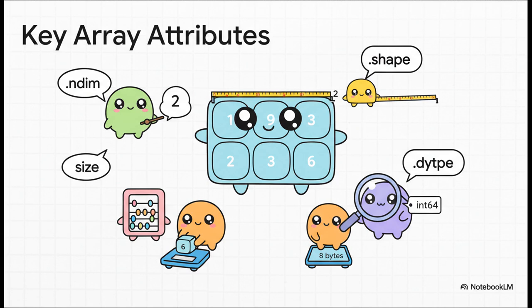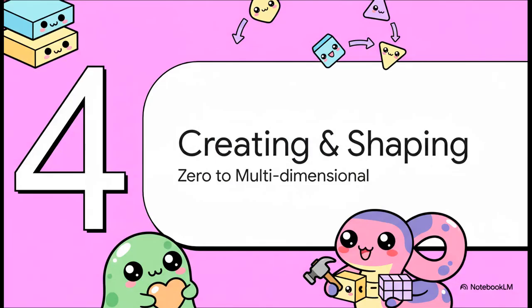Then you've got .size. That's just the total number of elements in the whole thing. Here, it's 6, which is just 2 times 3. The .dtype tells you what kind of data is inside. In this case, it's 64-bit integers. And finally, .itemsize tells you how much memory each one of those elements takes up, which for a 64-bit integer is 8 bytes.